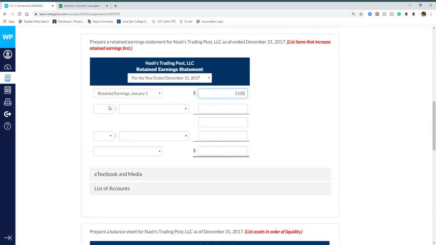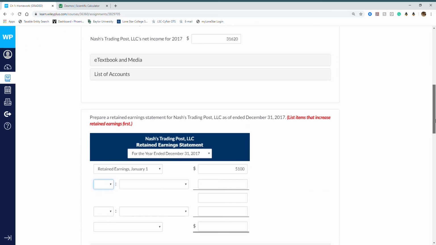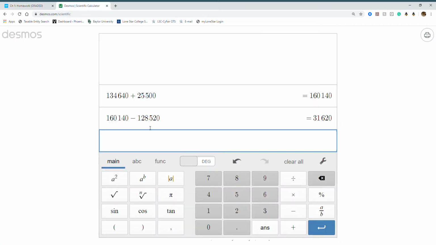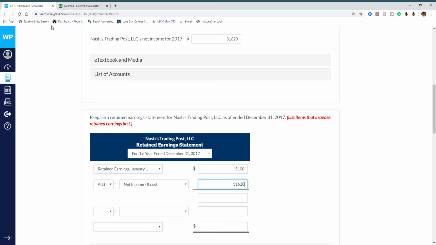5,100. And then since we made a net income, and most likely you're going to make net incomes, you can hit add. We're going to add net income of 31,620, so let's do that to get this blank. 31,620 plus 5,100 is 36,720.